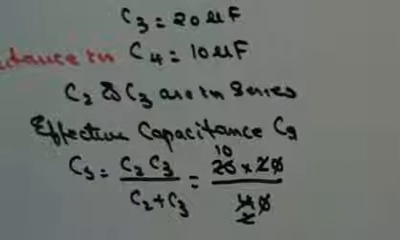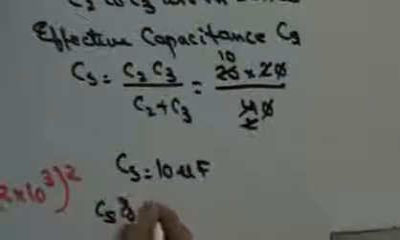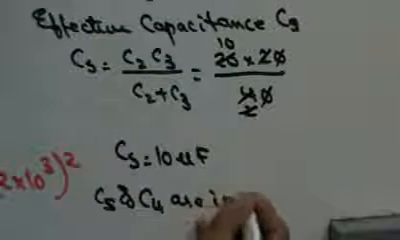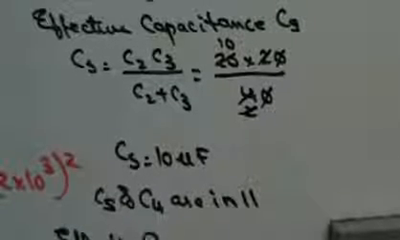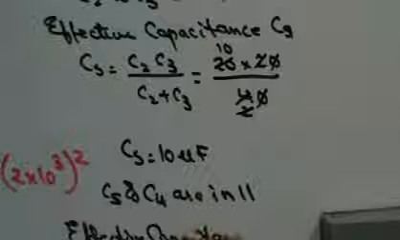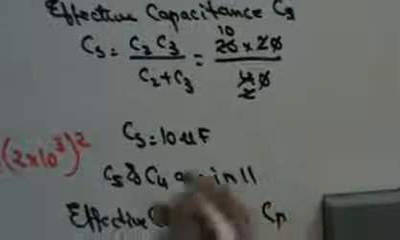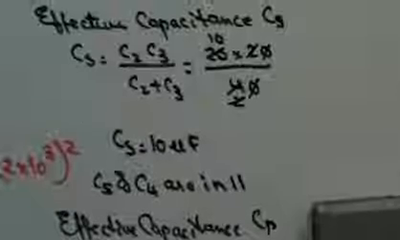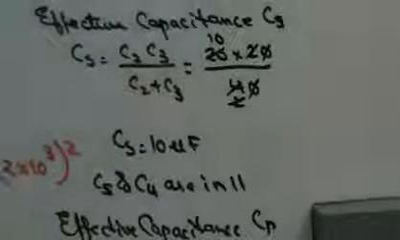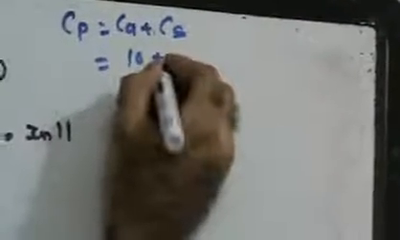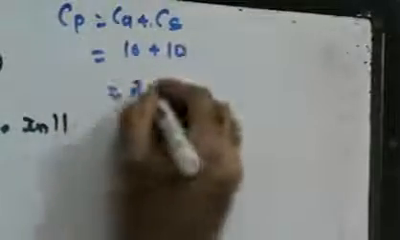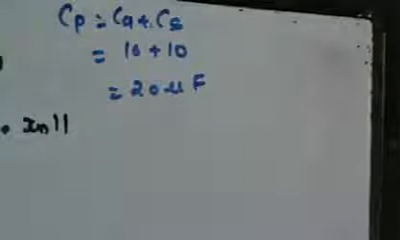Now CS is in parallel with C4. CS and C4 are in parallel. Therefore the effective capacitance, let's call that Cp. So Cp is going to be equal to C4 plus CS. C4 is given to you as 10 plus CS you just found out as 10. So that's 20 microfarad.